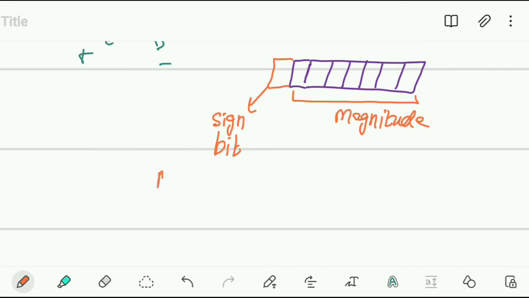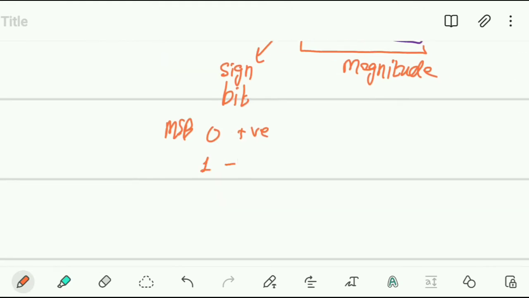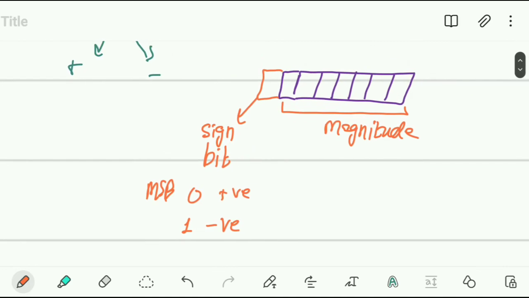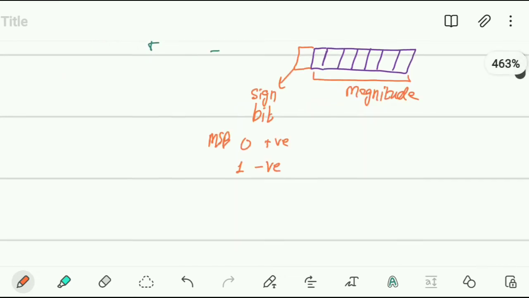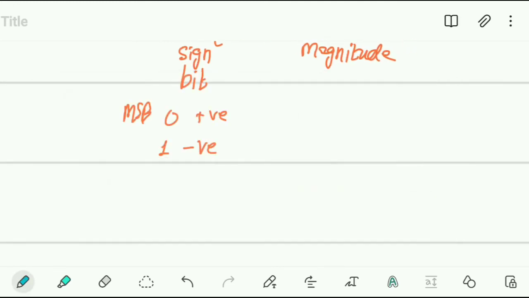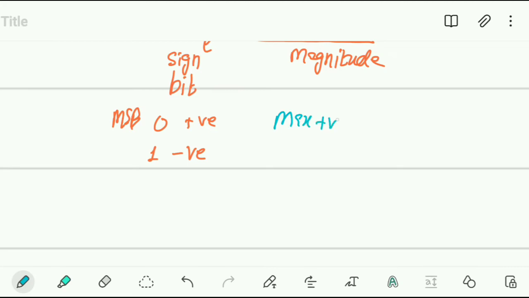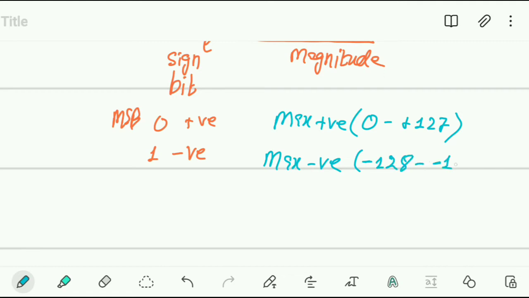And if the MSB is 0, then we can say the number is positive, and if it is 1, then we can say that the number is negative. Okay, and the 7 bits will only represent the magnitude. So what is the range? Let's see. The max positive numbers that can be represented are from 0 to positive 127. This is the range. And if I call it the max negative number, then it is minus 128 up to minus 1. Okay, this is the range.